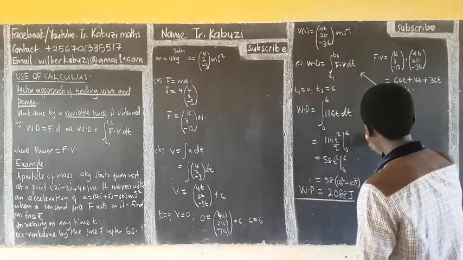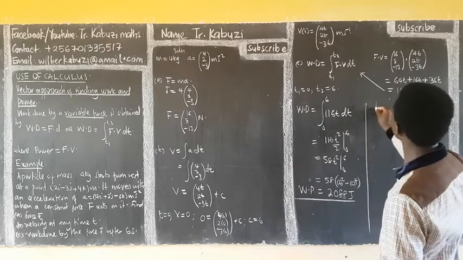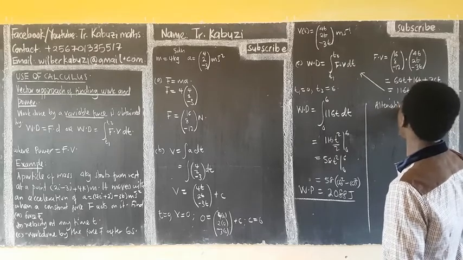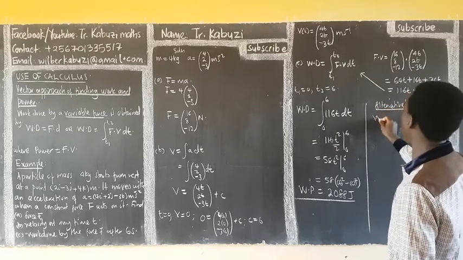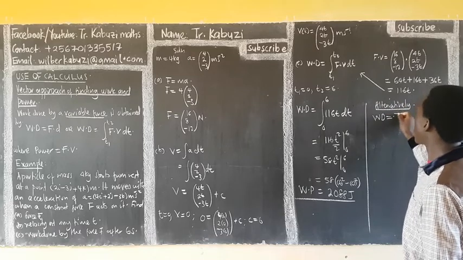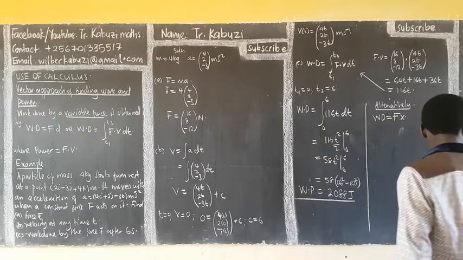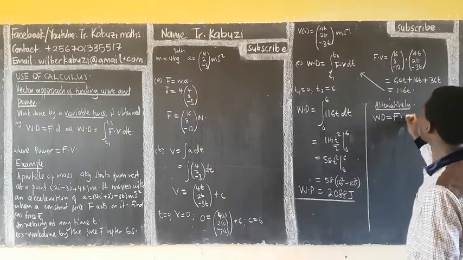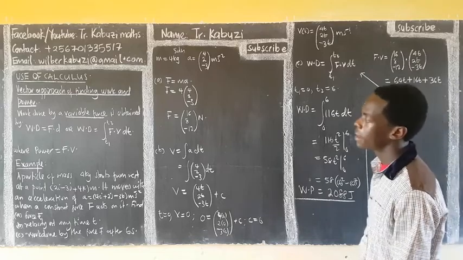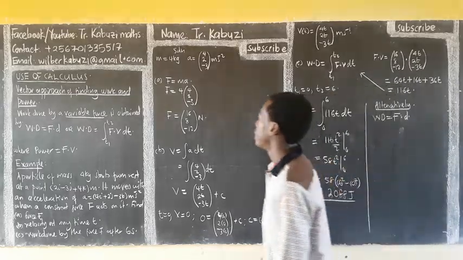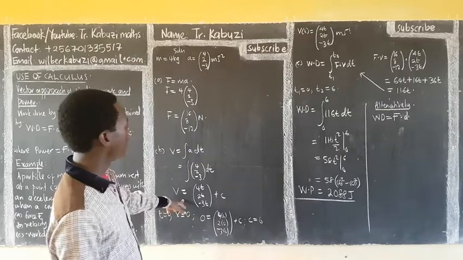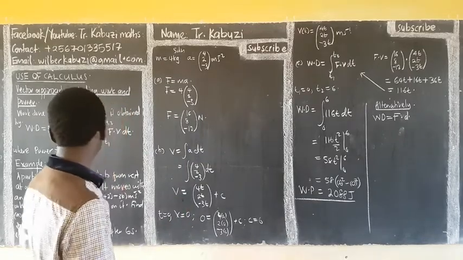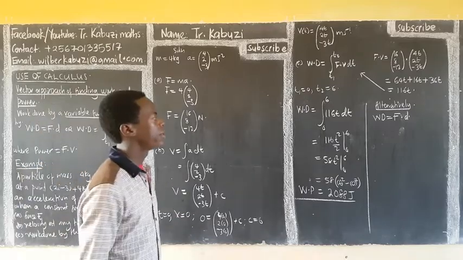Alternatively, you can get work done using the idea of force dot displacement. What does it mean? It means that after getting this velocity, you go on to integrate it to get the displacement, then you evaluate it at 6, then you substitute into that.